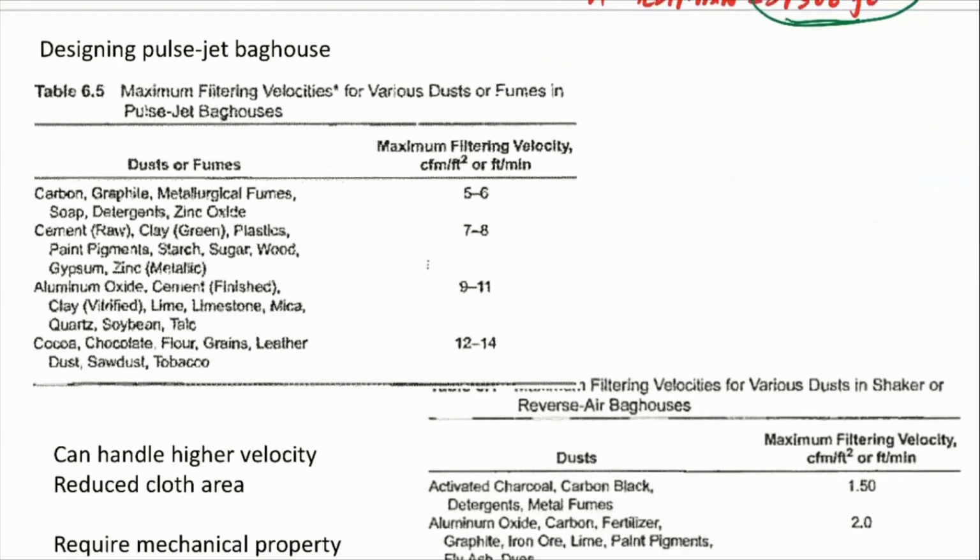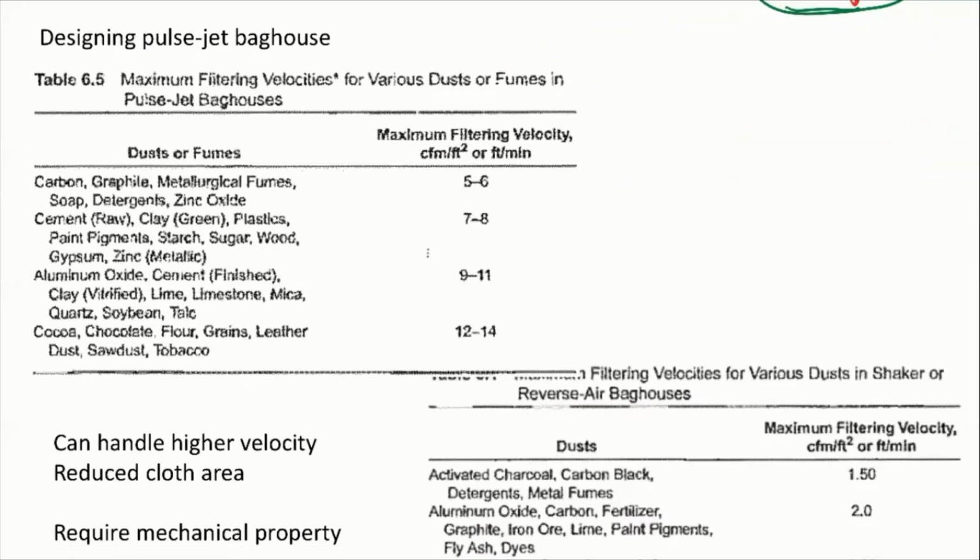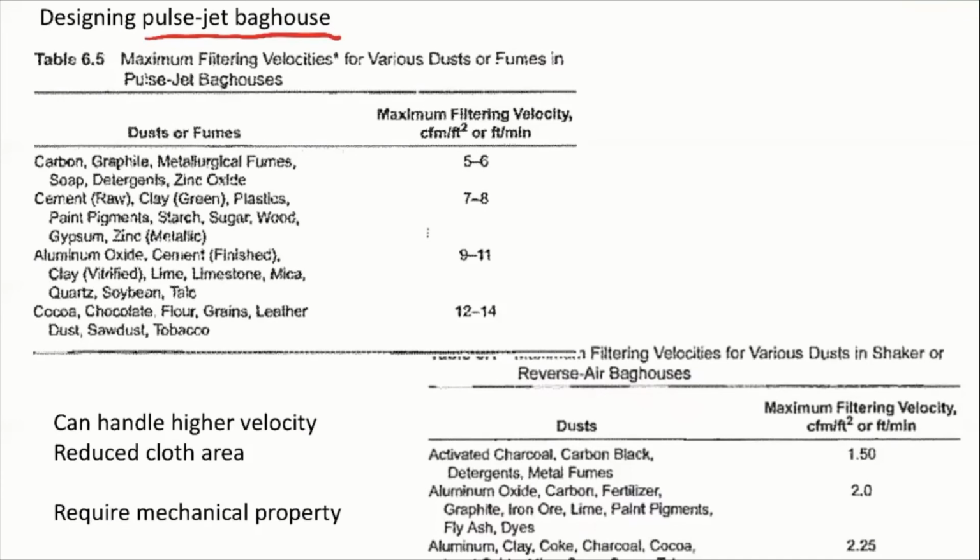We can also mention a little bit about the reverse jet baghouse or the pulse jet baghouse. So we mentioned that the pulse jet baghouse typically requires a stronger material for the filter, right? So what that means is that the filter or the face velocity can be actually higher compared to the mechanical shaker baghouse.